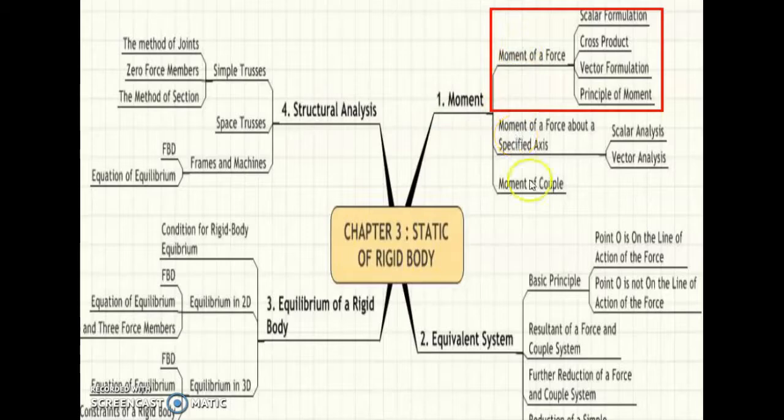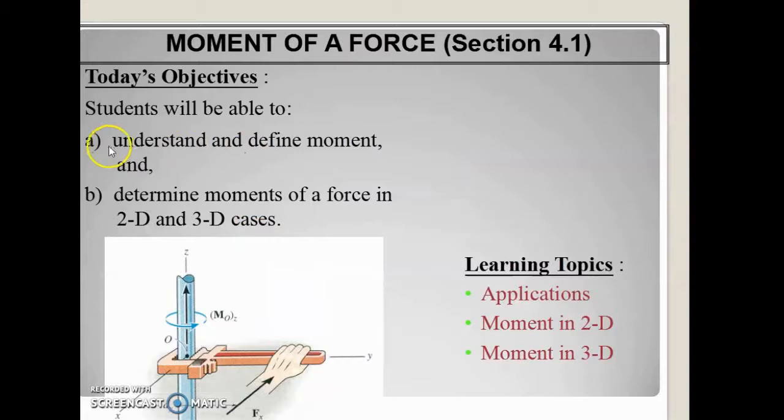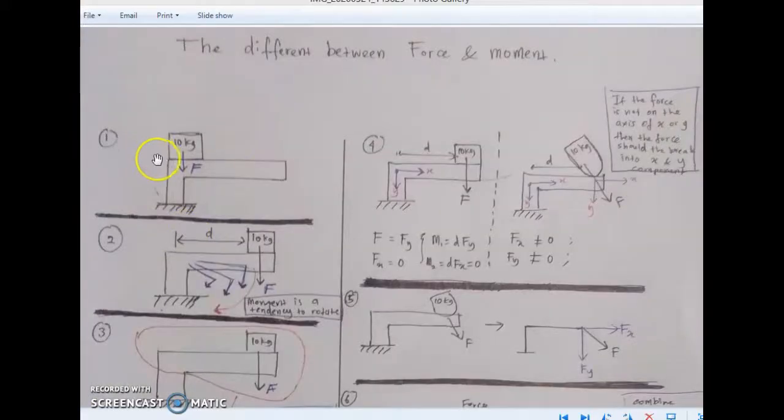There are 3 parts in this chapter. In this part, which is moment of force, about specific axis, and moment of couple. So for this lecture, we are going to see this part, moment of force. This is the objective. The first one is to understand and define moment, and the second one is to determine moment of a force in 2D and 3D cases.